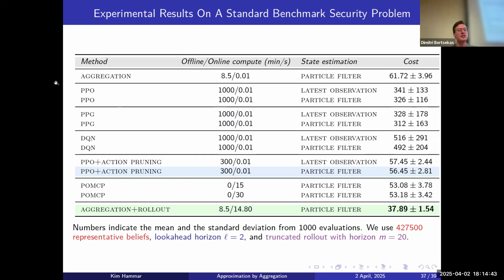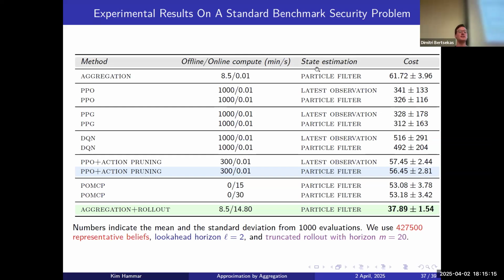And we evaluated aggregation on this benchmark, both plain aggregation and aggregation with rollout. So the first column indicates the method. The second column indicates the compute time, both offline and online compute. And pay attention to the unit, which is minutes for the offline computation and seconds for the online computation.